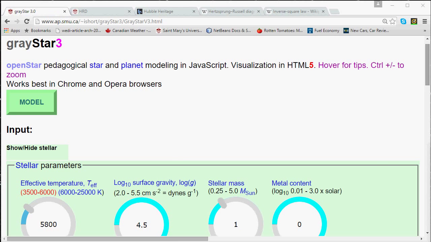Welcome back everybody to episode 5 in the openStars video series. This is a series where we're talking about basic stellar astronomy, and as we go along we are demonstrating important concepts by doing experiments with the grayStar 3 virtual star simulator.